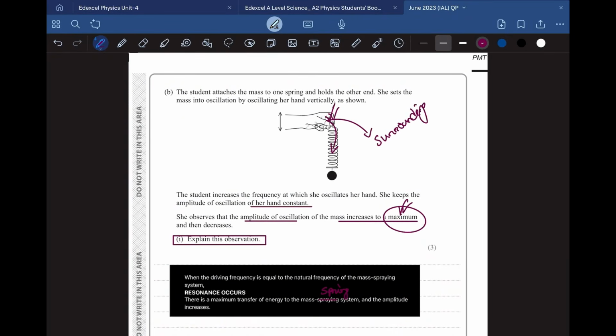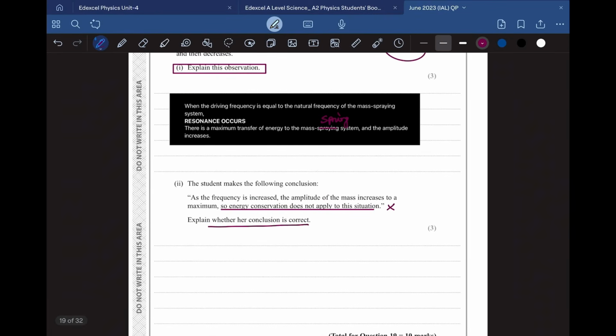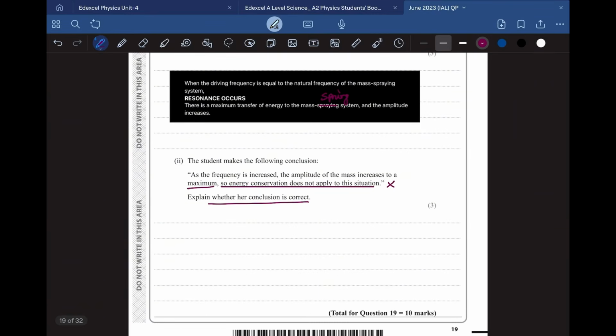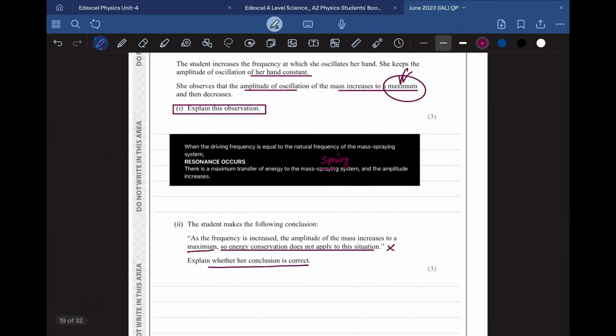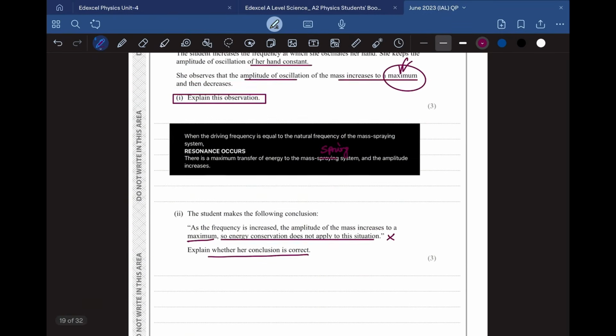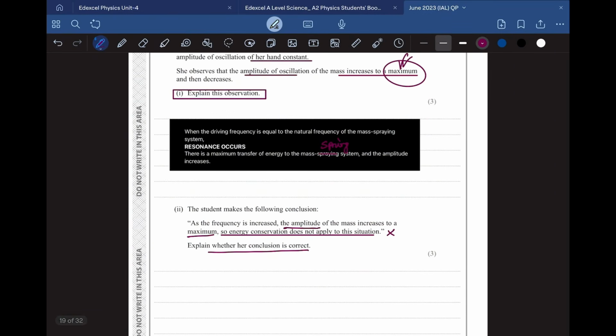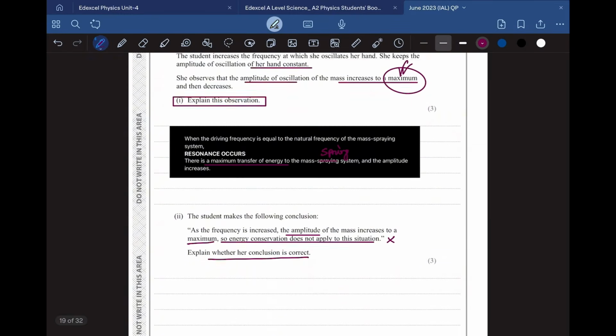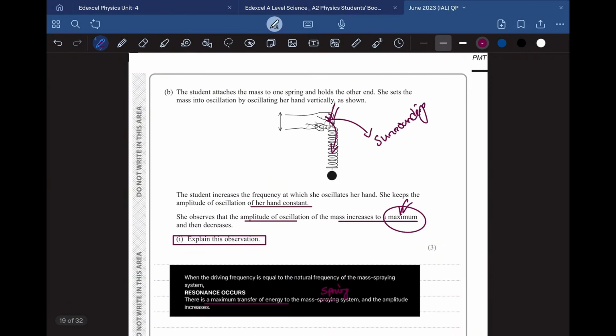Now she has said that when the amplitude of the mass increases to a maximum, energy conservation does not apply to this situation. So basically, when amplitude is maximum, at that time we know there is a maximum transfer of energy. There is a maximum transfer of energy to what? To the spring mass system, and when there is a maximum transfer of energy to the spring mass system, the energy that is going to the surrounding will be minimum.